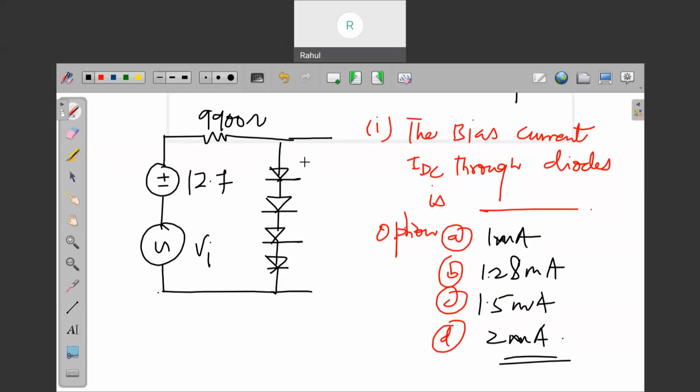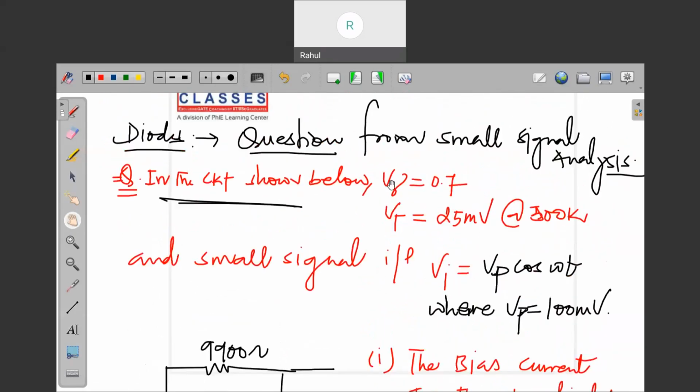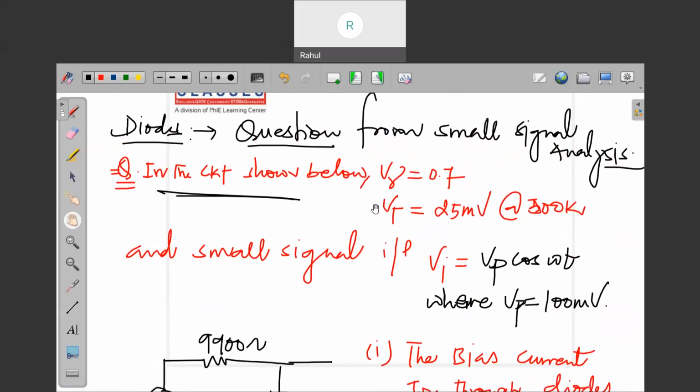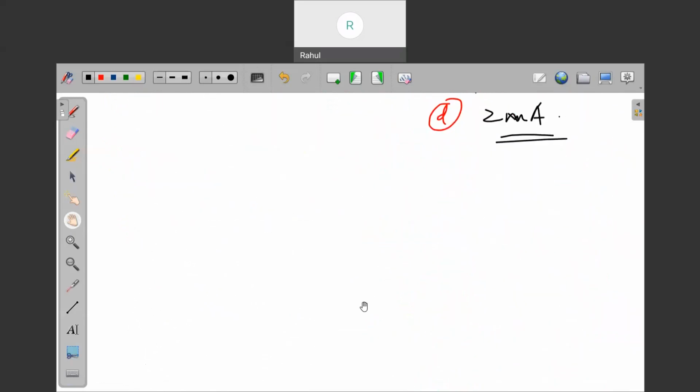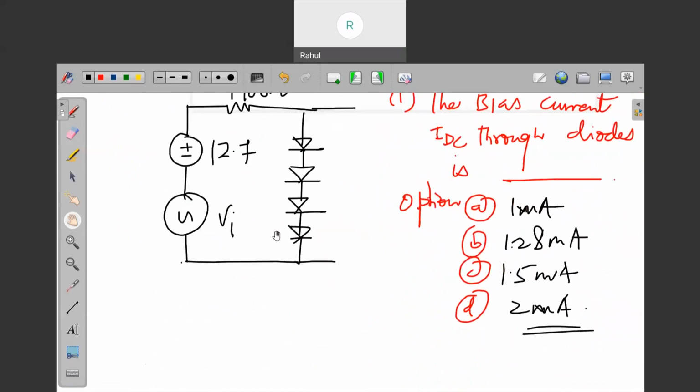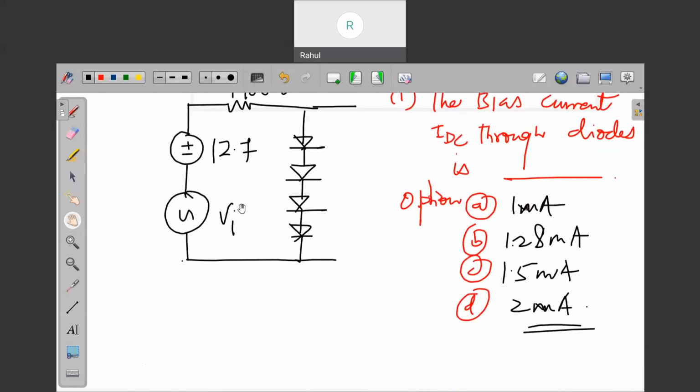Once the diode is on, this diode will be replaced with 0.7, right? Because the on voltage is 0.7, okay? So initially you can find the IDC. How can you find IDC here? We are in the positive half cycle, and this diode will be on. All the diodes will be on.